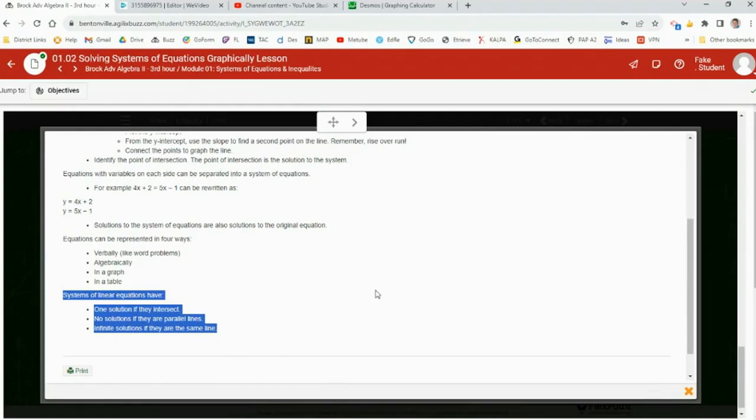One solution. If they intersect each other on the graph, that is the solution, that point where they intersect. If they're parallel lines, there's no solution because they're never equal to each other. And if they're the same line, it's an infinite number of solutions because every point that they have on their lines are the same. All right. And equations could be verbal, algebraic, graphing, or on a table. We can handle it either way.